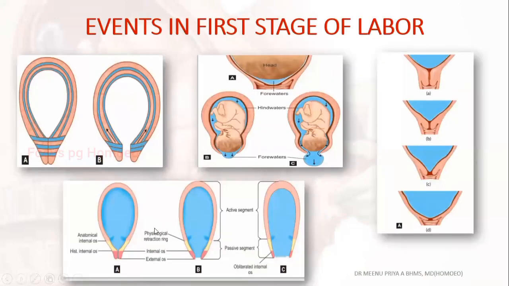Next is events in the first stage of labor. So what are the events? As you can see, there are a lot of pictures, right? So we will go through the explanation and come back to the pictures.